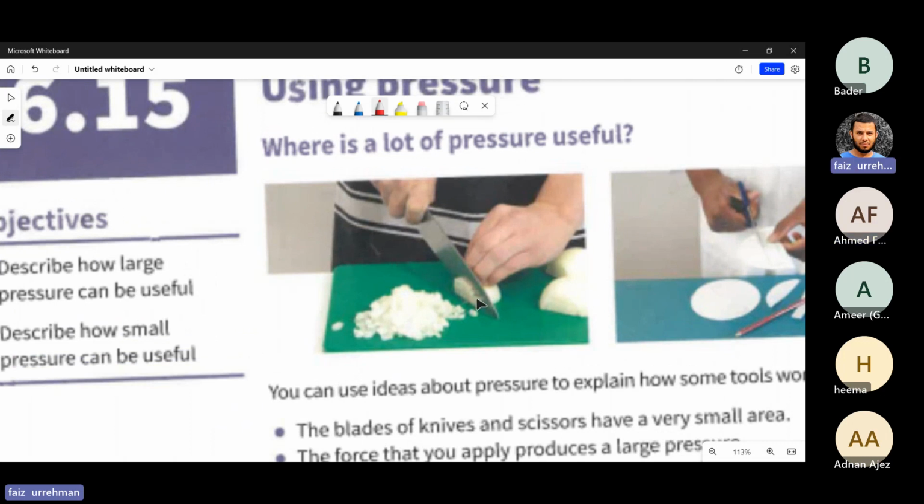So for example, if you have a knife that is very sharp, it will be very easy to cut the onions. But if you take a spoon and try to cut the onion, will it cut? No, it will get crushed. Why? Because the area of a knife is very, very small, so the pressure generated is more. But in a spoon, the area is very wide, so the pressure generated is very less.